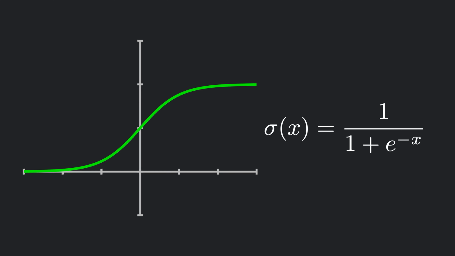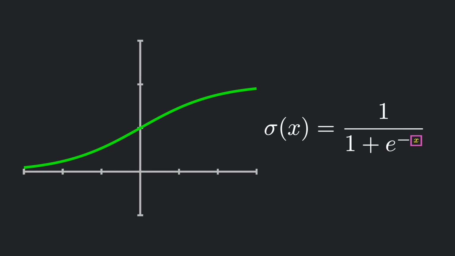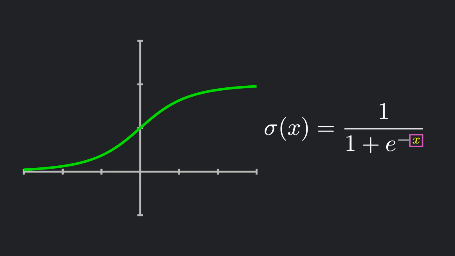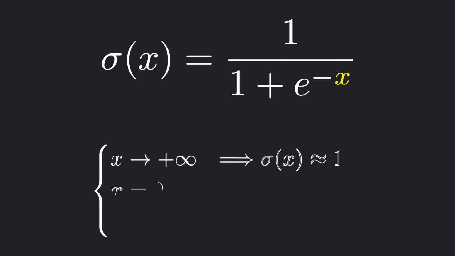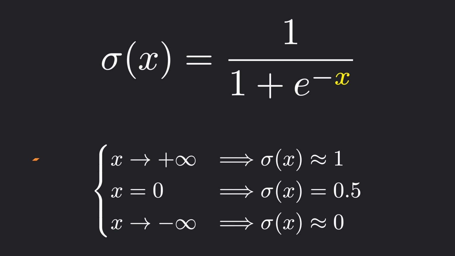Now, look carefully at how the shape of the curve changes when we change the input x. If x is large, the curve becomes steeper, almost like a sudden cliff. If x is small, the curve flattens out. When x goes to infinity, the function output approaches 1. When x is 0, the function outputs 0.5, right in the middle. And when x goes to negative infinity, the output tends towards 0.